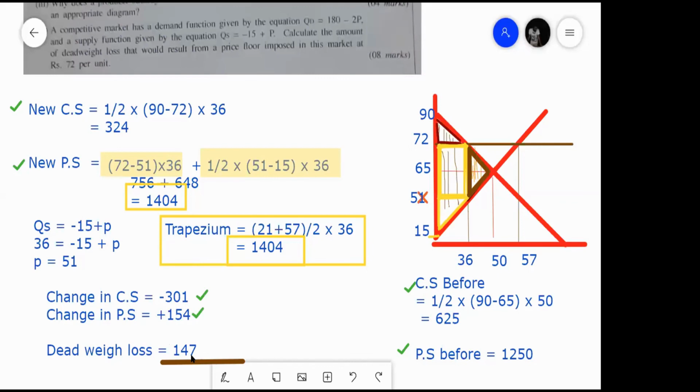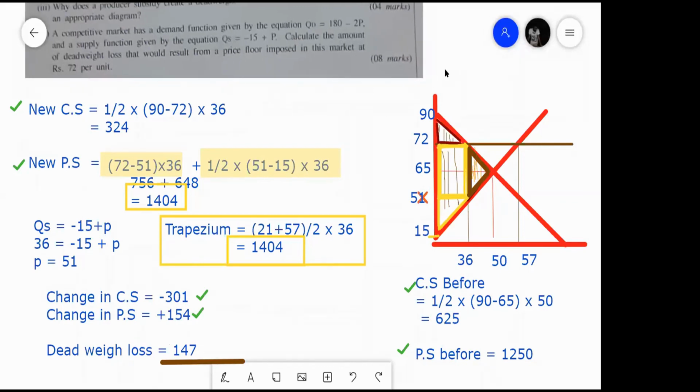I'm guessing that is how they would have done it. Once the original marking scheme is out, I'll let you all know. But do we put the minus there? Yes, if you want, you can put the minus. Deadweight loss is anyway minus. We can say deadweight loss. So that also you can do.